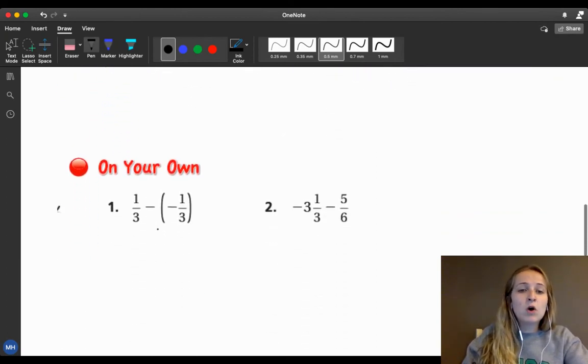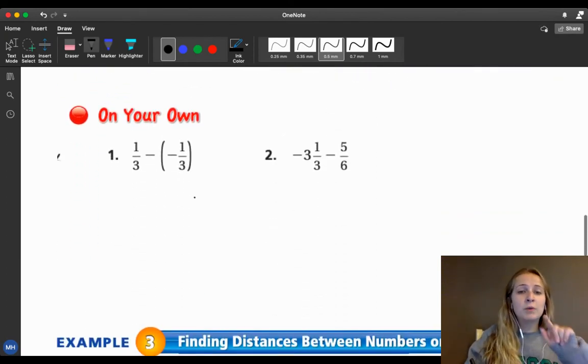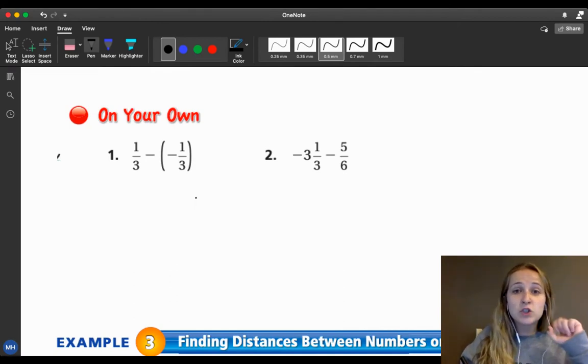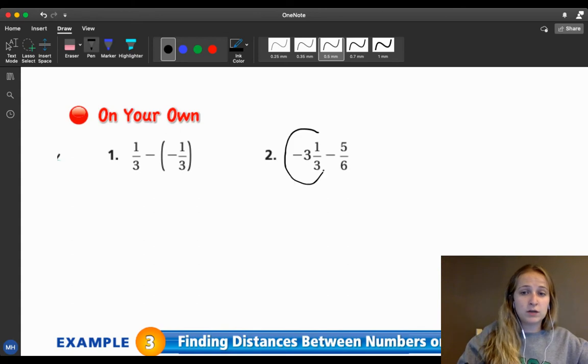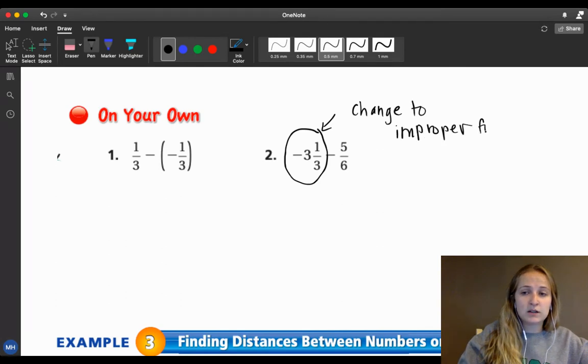Okay, so right now on your own, I would like you to pause this screen and in your math notebook, try out number 1 and number 2 on your own. Once you've completed those 2, I would like you to come back here and check your answers. Make sure that you are following all the rules and that you are making sure to change mixed numbers, so this one, into an improper fraction first. I'm going to write this reminder for you. Change to improper fraction. Okay, so pause the video and get started on those.